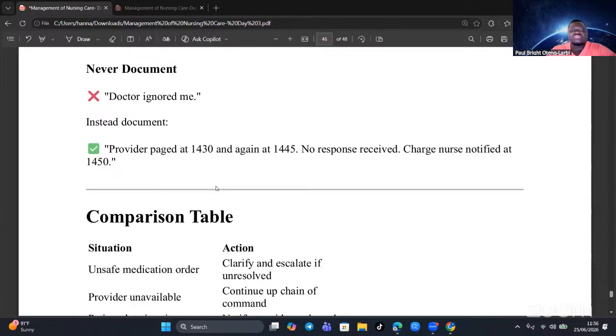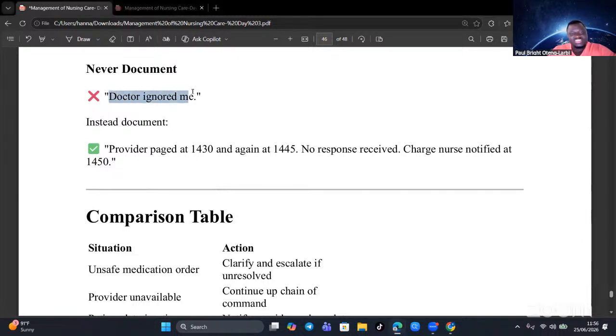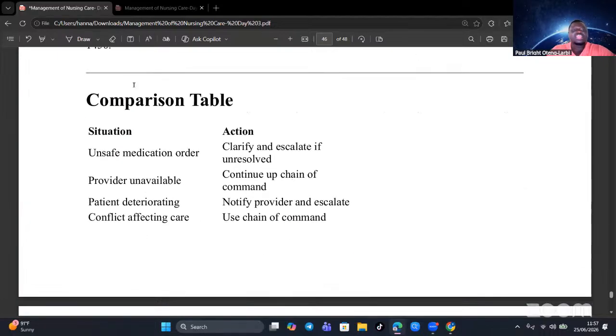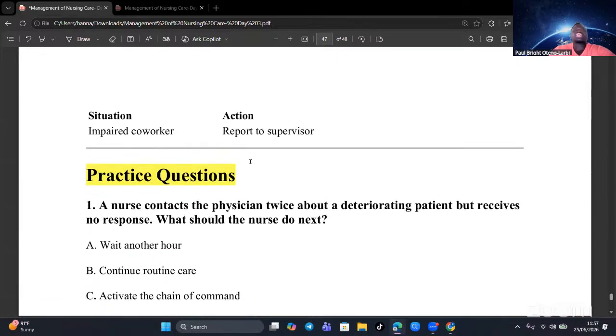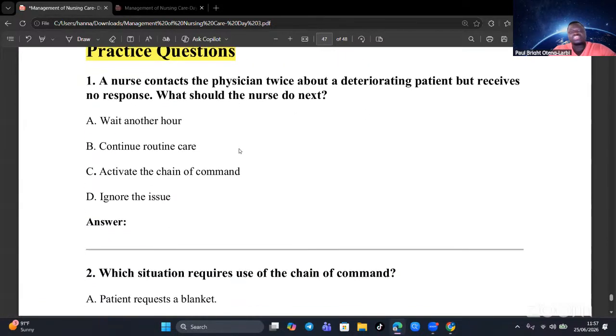Okay. Never document "doctor ignored me." Instead say provider paged or called at 14:30 and again at 14:45, 15 minutes after. No response received. Charge nurse notified at 14:50. Simple. You have done your work. You don't have time for anybody. Okay. So these are the comparison table, whatever you are supposed to do, the situations and the actions you are supposed to do. When you get your slide, you already have it. So let's do some questions.